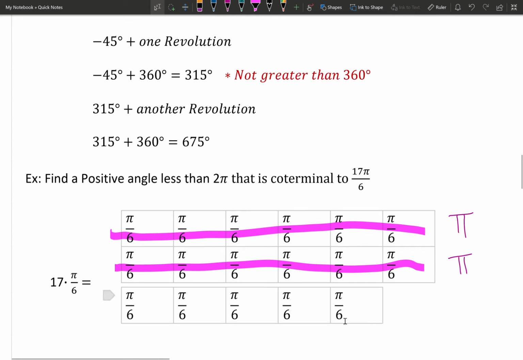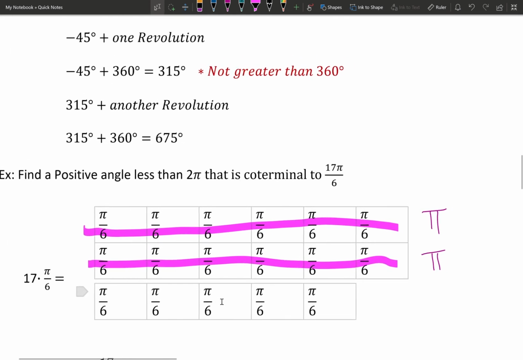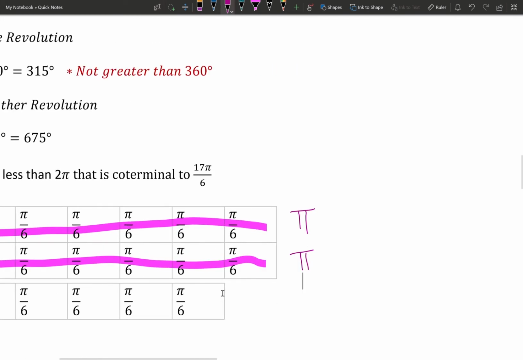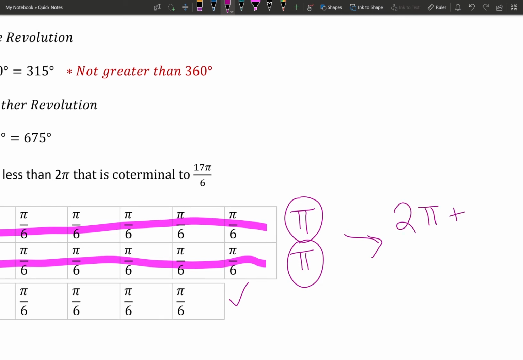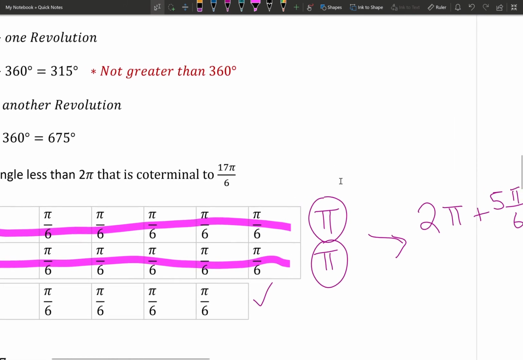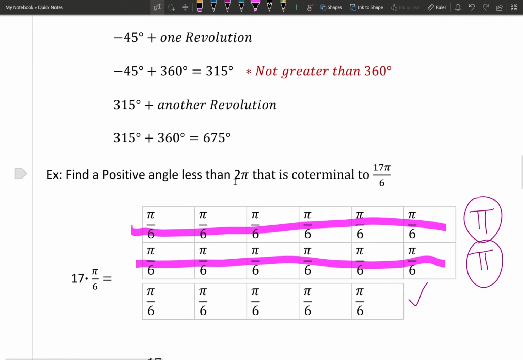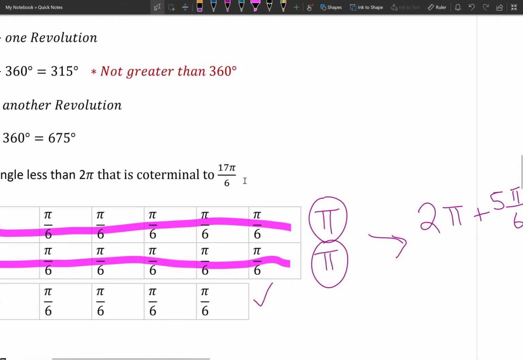And then lastly, I have 5 pi over 6's. So another way of writing 17 pi over 6 is also saying that I have this guy plus this guy plus this guy. So another way of saying 17 pi over 6 is saying that I have 2 pi plus 5 pi over 6's. Agreed? So then if I try to find a coterminal angle, I just have to take away 2 pi radians.